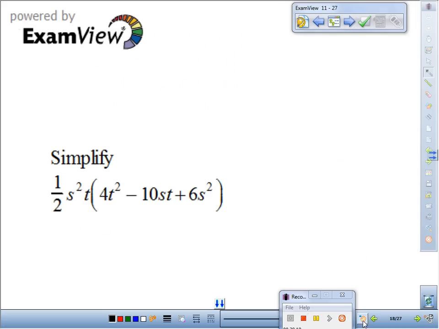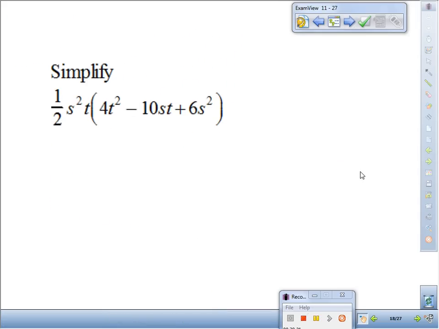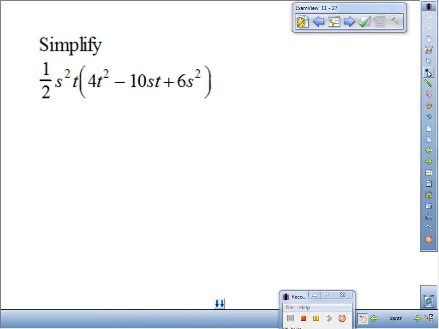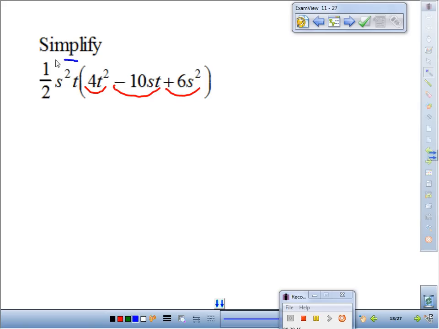It says, simplify. Now, notice this one. Pay attention, please. The one inside of the parentheses has now three terms: 1, 2, and 3. You guys notice that? So that means we're going to multiply this times each of these terms by distributing.